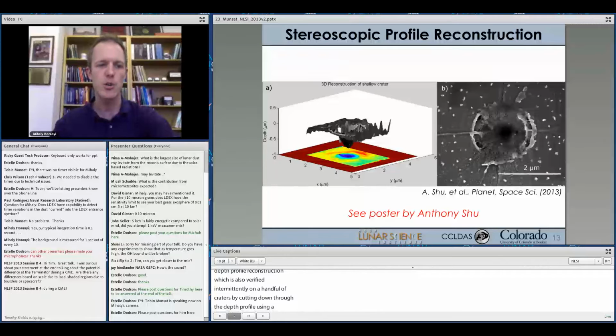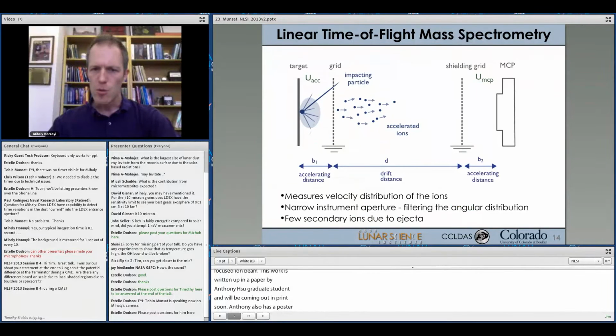This work is written up in a paper by Anthony Hsu, graduate student, that'll be coming out in print soon. And Anthony also has a poster on this work in this conference.